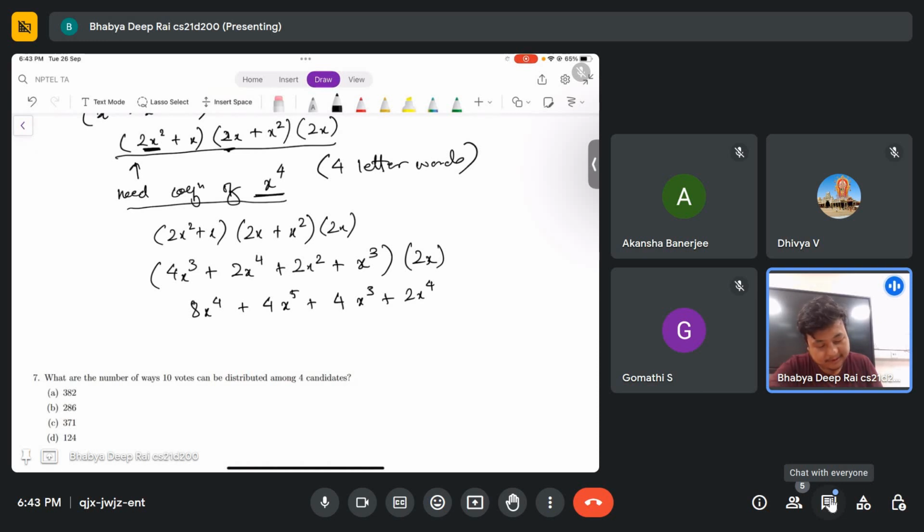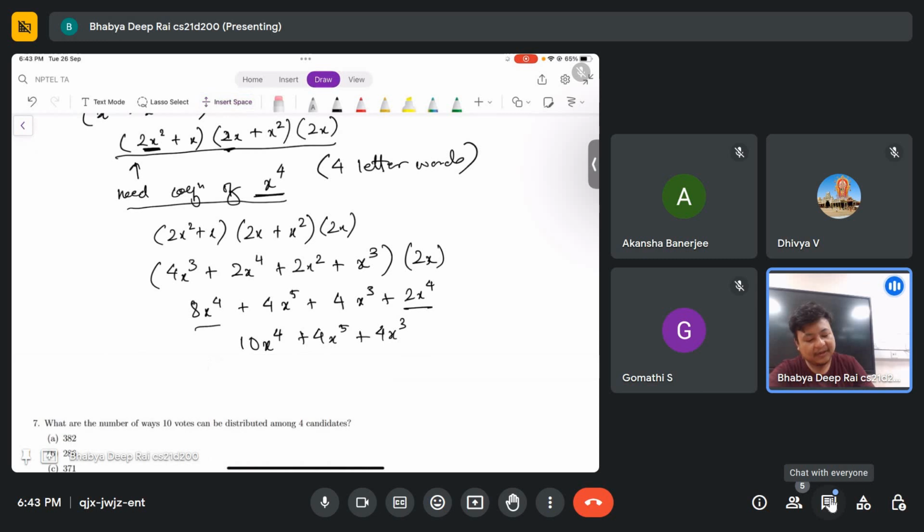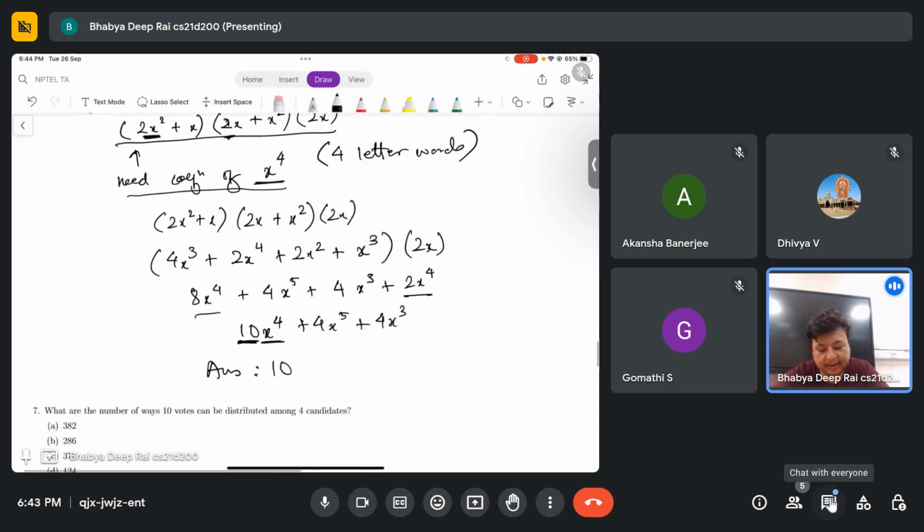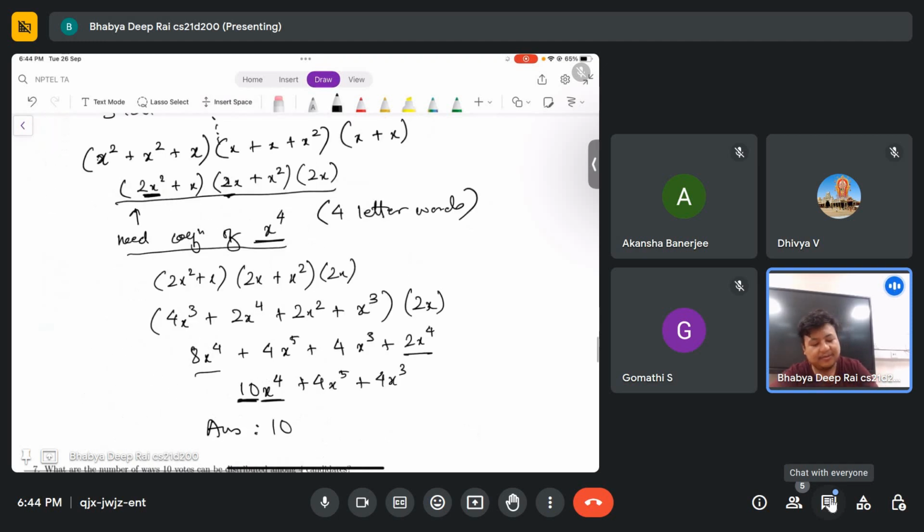Okay, I made a mistake somewhere. Okay, anyway, x to the 4 will be, yeah, no, it's not a mistake. So these two will add up, and then you have 10x to the 4 plus 4x to the 5 plus 4x to the 3. And therefore, the number of 4-letter words I can create is given by the coefficient of x to the 4, and our answer is 10. Good. So 10 is option B.